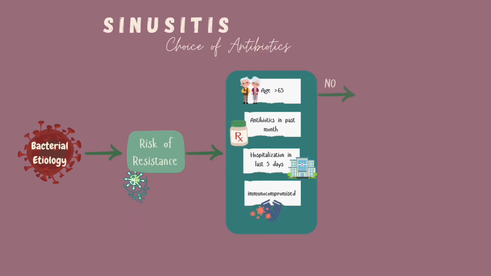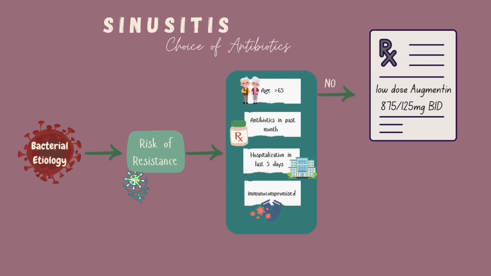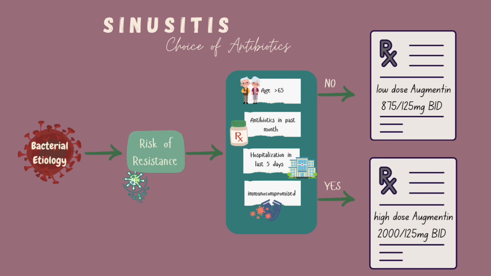If your patient does not have any of these risk factors, then the first line of therapy for bacterial sinusitis is the standard dose of Augmentin, which is 875 milligrams of amoxicillin with 125 milligrams of clavulanate potassium twice a day. If your patient does have any of these risk factors, then we will start with a higher dose of Augmentin, which is 2,000 milligrams of amoxicillin and 125 milligrams of clavulanate potassium twice a day.